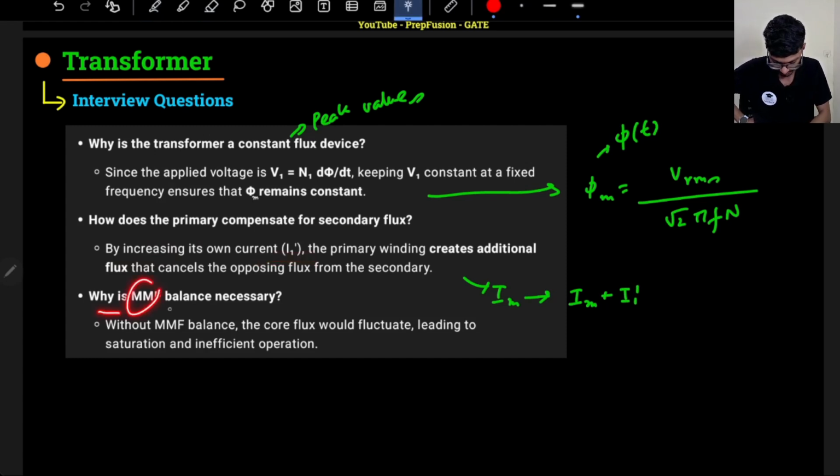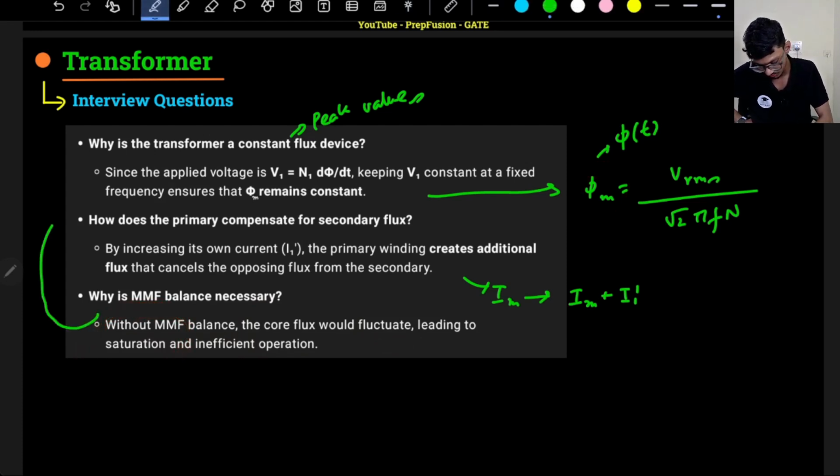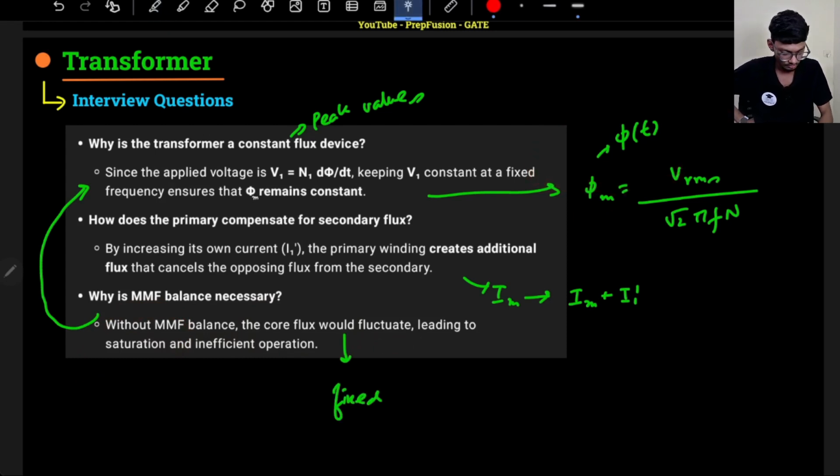Why is MMF balance necessary? Without MMF balance, the core flux would fluctuate, leading to saturation and inefficient operation. Of course, core flux is fixed actually, so this is linked with the first question. Core flux is fixed, so it should not change. That's why MMF balance is necessary. I hope you have understood these basic points.